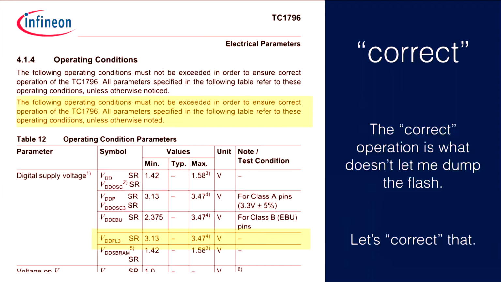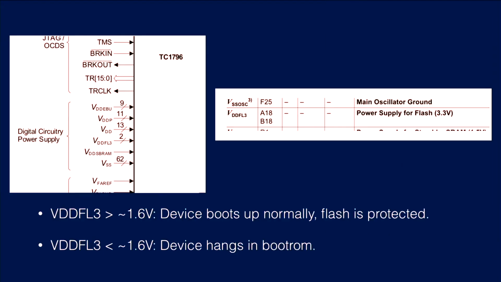Yeah, that was not so great. So I looked into what else I could do. The datasheet is very specific on how to operate this chip. For example, there's this one flash supply pin. So even though the flash is in the same package as the rest of the CPU, it has a dedicated supply pin. And it tells you which parameters not to exceed to ensure correct operation. But I really don't want the correct operation, which in this case is preventing me from dumping the flash, right? So what can we do? We can violate the requirements.